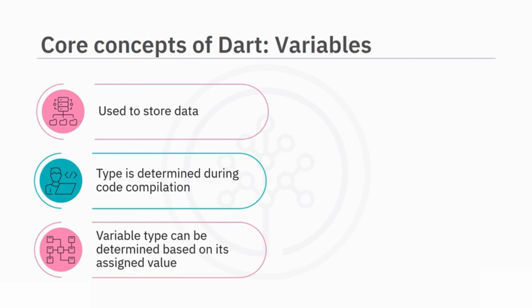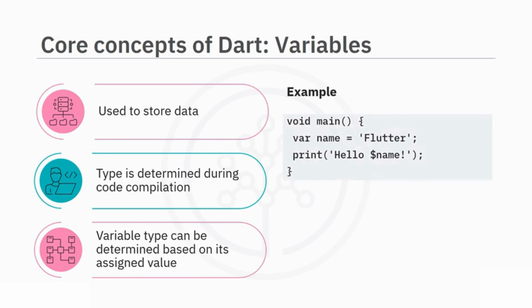Let's explore the variable concept with an example. Here, the var name equals Flutter declares a variable called name and initializes it with the string value Flutter. The keyword var allows Dart to infer the type of the variable. In this case, Dart infers that name is of type string because it is initialized with a string value.